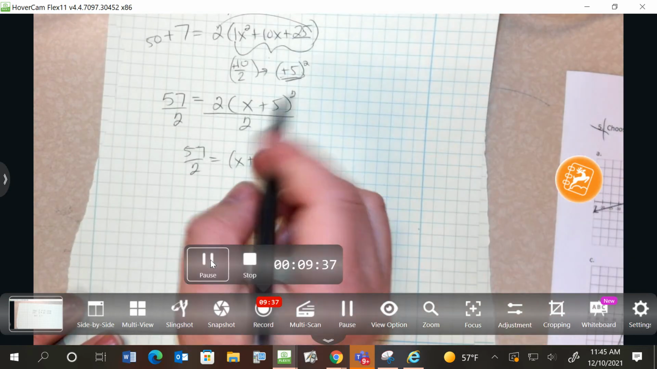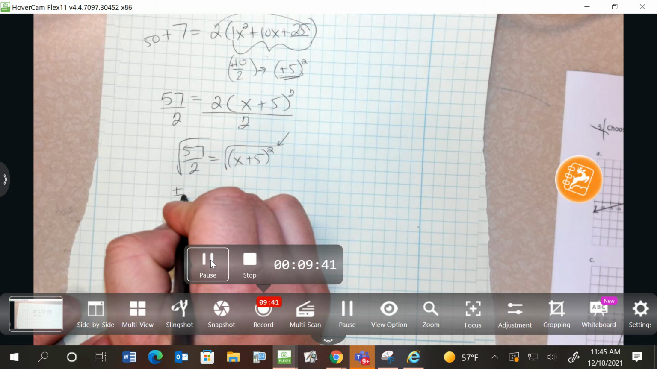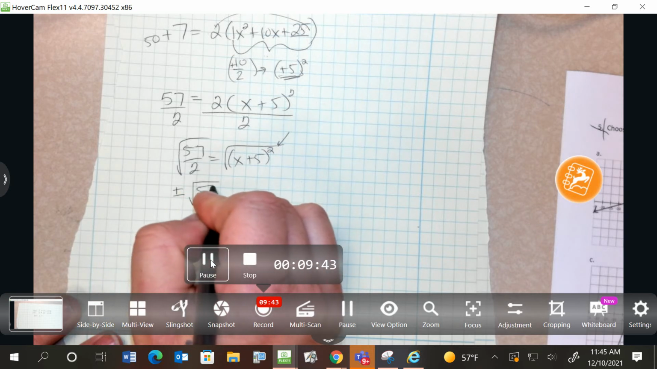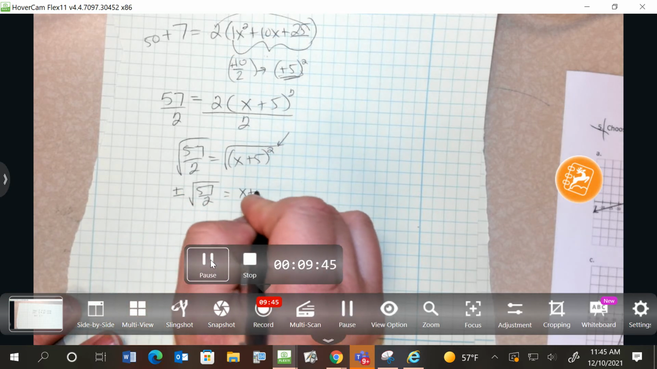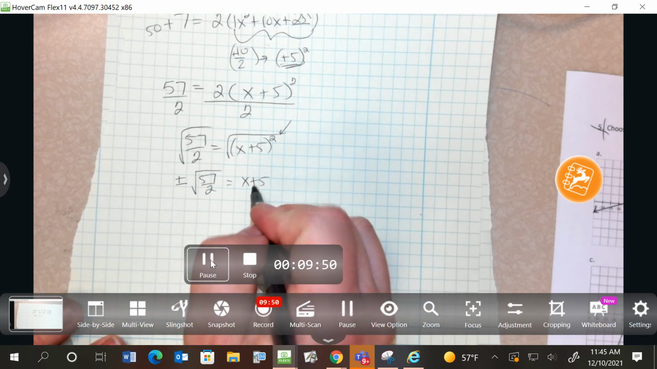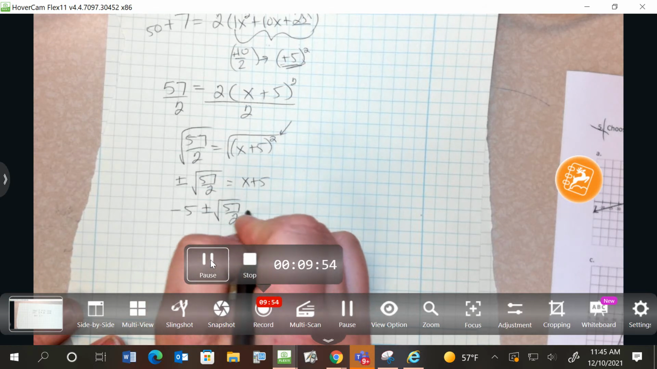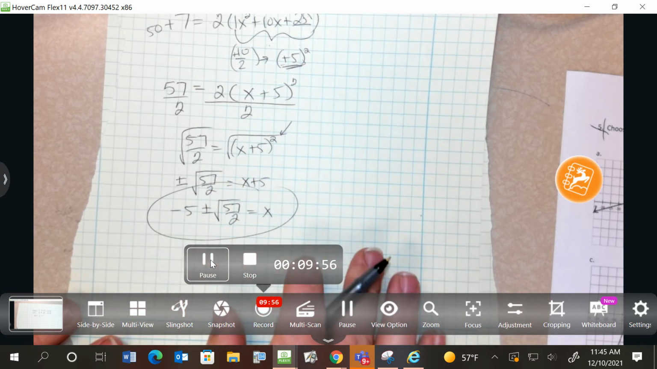And then remember, taking the square root of both sides tells me you're going to have 2 answers, plus or minus the square root of 57 over 2 equals x plus 5. And lastly, to isolate the x, I'm going to subtract 5 to the opposite side. And these are the two answers. One time adding and one time subtracting.